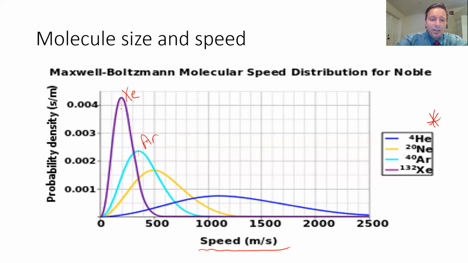So the next one we have here is neon. And right here you can see 500 meters per second basically as an average. So you have some that are going to be much more than that, some that are going to be much less than that. But that's your average. Why is the distribution larger? Because it is a smaller molecule.